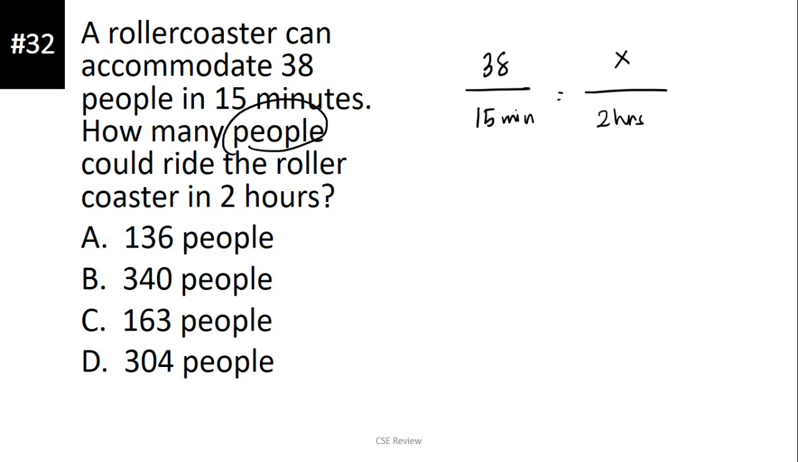Bakit? Kasi yung 2 hours is tricky. Ang hours, hindi siya pareho as minutes. So, ang una yung gagawin is to convert it muna into minutes. So, 38 over 15 is equal to x over 2 hours. Ilang minuto meron sa isang oras? You have 60 minutes per isang oras. At meron kang 2 oras, so that is going to be 120.